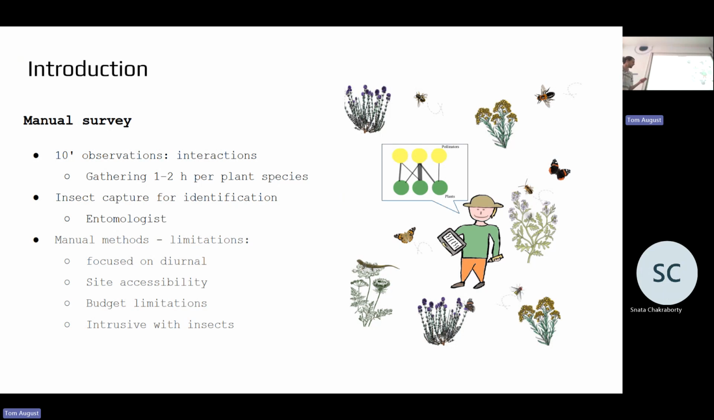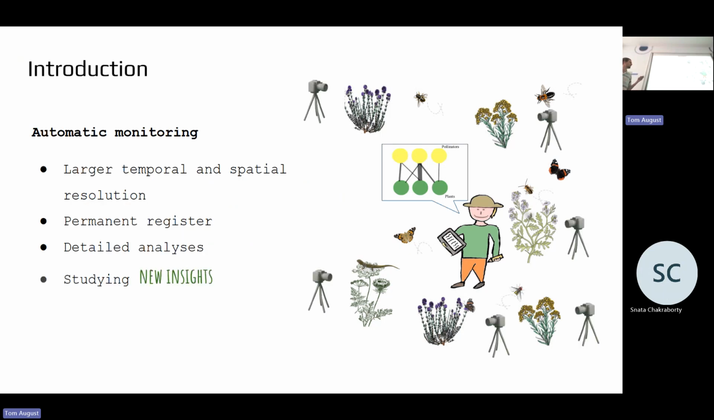For us, one I want to highlight is that sometimes we also work on islets. So they are difficult places to reach. So when we are there, we want to extend the temporal and the spatial resolution of our data set. So what we did is to put a lot of cameras on wild plants.